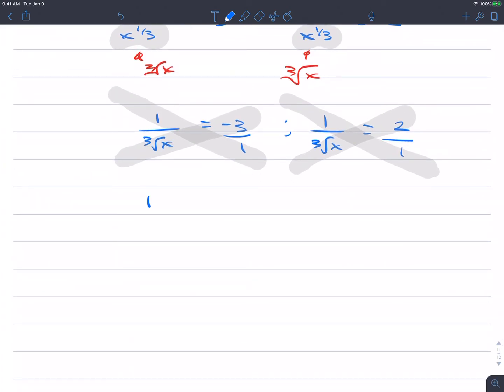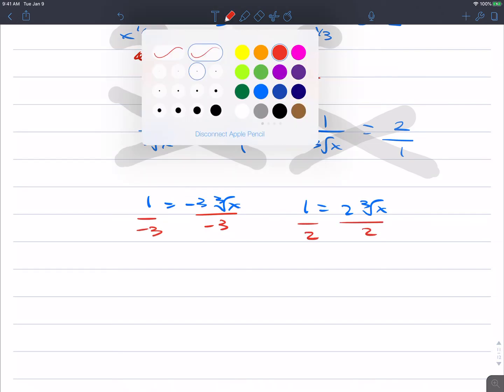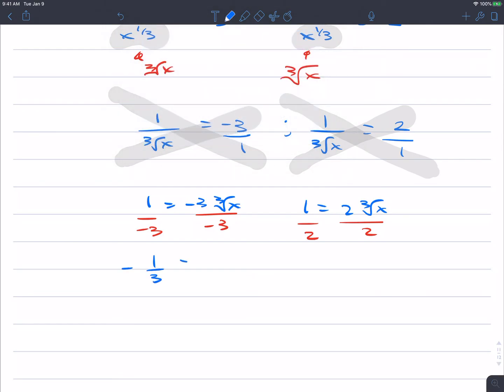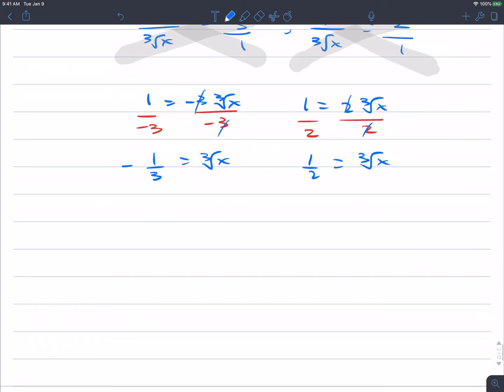As we cross multiply, we get 1 equals negative 3 times the cube root of x, and we get 1 equals 2 times the cube root of x. We're almost there. We can divide both sides here by that negative 3 and divide both sides here by positive 2. So we get negative 1/3 is the cube root of x, and over here you get 1/2 is the cube root of x.